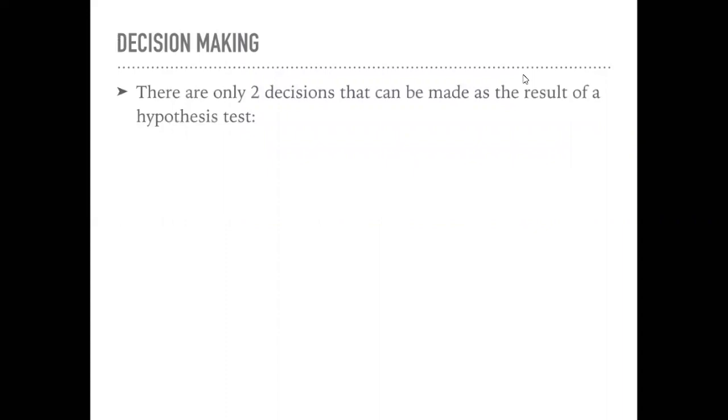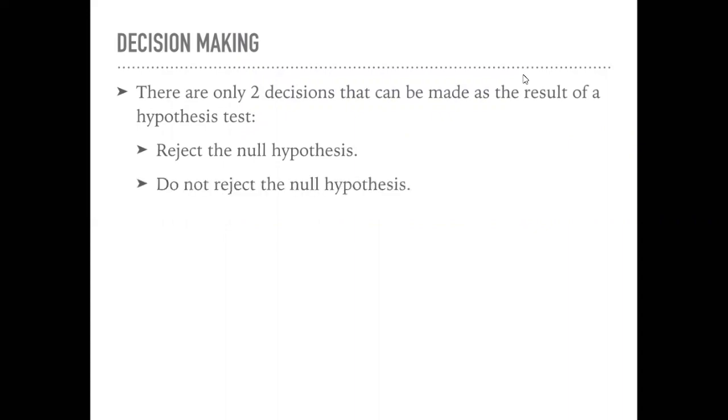Now, there are only 2 decisions that can be made as a result of a hypothesis test. The first decision, we could reject the null hypothesis. The second decision is we could not reject the null hypothesis. These are the only 2 choices that we can make when we're making our decision. Now, we will talk later on about how we make these decisions, but these are the only 2 options that we have when we say that we are going to make a decision.